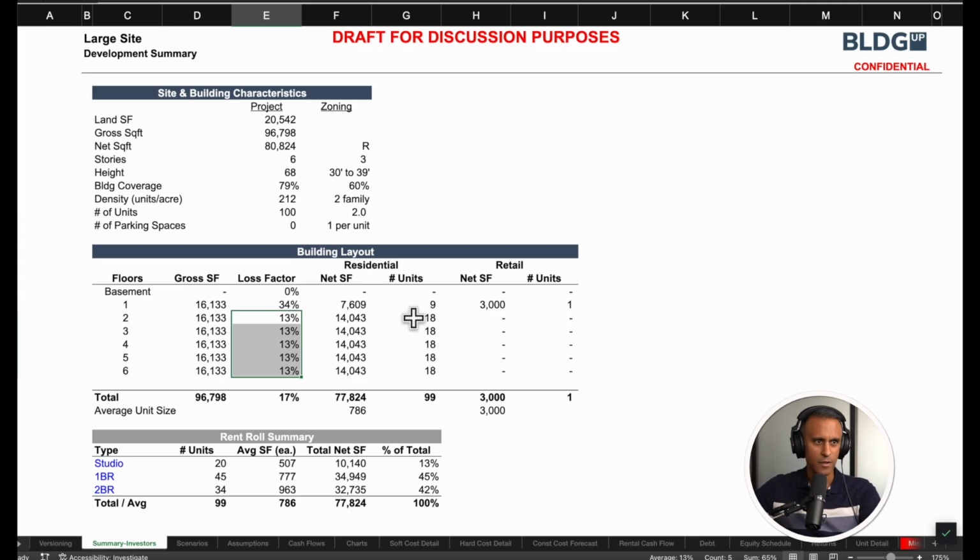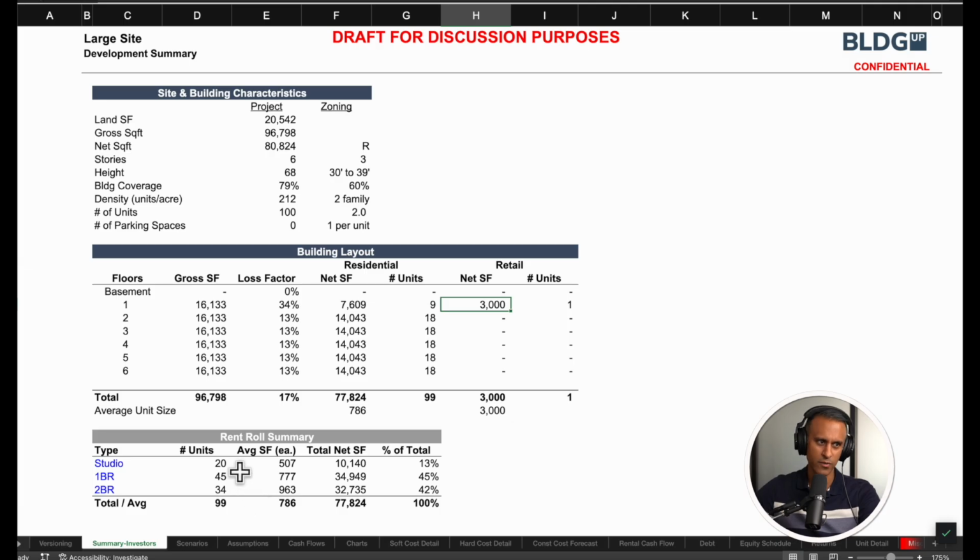High level, at 18 units a floor, 9 units on the first floor. We had a 3,000 square foot gym that perhaps we can rent out. The unit mix, we had about 20 studios, 45 one bedrooms, 34 two bedrooms. Relative to some past projects, this has more 2 bedrooms compared to some other buildings we've seen. So we liked this unit mix.